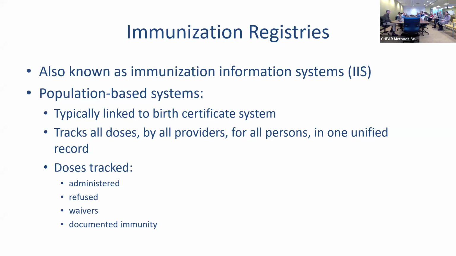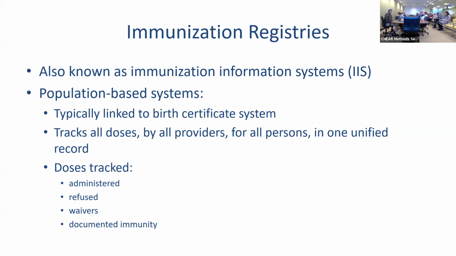These are population-based systems. They are typically, in the United States, I think probably universally, but let's say typically, linked to birth certificate systems. Baby's born, within 3 to 5 days that birth is certified, it goes right automatically to the registry to start the registry. These are systems that are designed to, and this is a very lofty goal, folks, track all doses by all providers for all persons in one unified record.